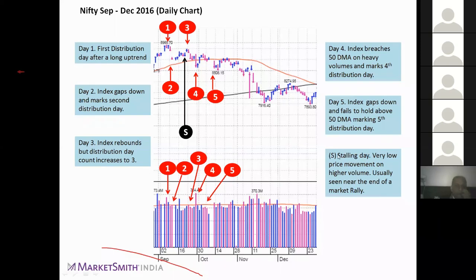Let's see what happens. Then we have a stalling day. Stalling day here means when there is a very low price movement on a higher volume. So if you see here, the price movement is very low. If you see this red candle and this blue candle, it's almost negligible, but volumes are higher compared to the previous day's trading session. And these kind of stalling days are normally seen when the market is ending its uptrend or ending its rally.